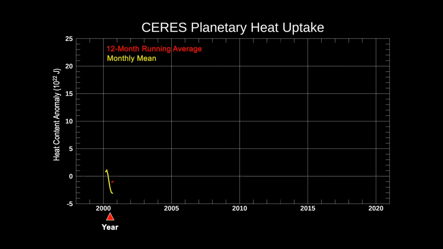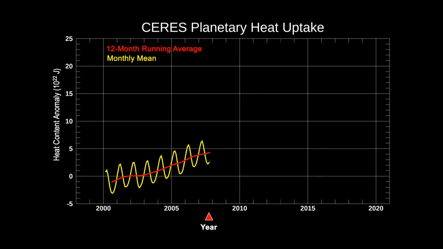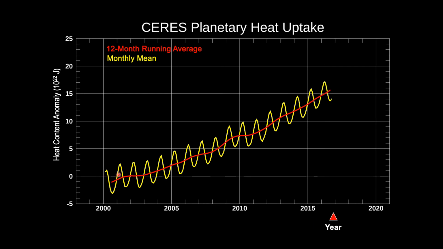But what we've observed from CERES since the beginning of CERES is that the planet has been taking up heat. This is showing the heat content anomaly since the beginning of the CERES period, showing how much energy has been added. The yellow is the monthly mean, so you see a sinusoidal pattern there. That's because there's a seasonal cycle to the net radiation. And then the red line is the 12-month running average.